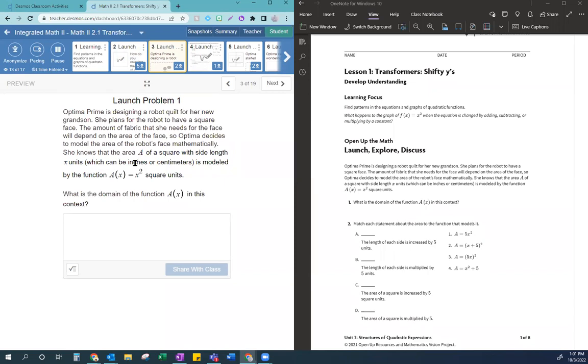She knows that the area A of a square with side length x units, which can be in inches or centimeters, is modeled by the function A of x is equal to x squared. What is the domain of the function? Okay, so let's talk about this word domain.